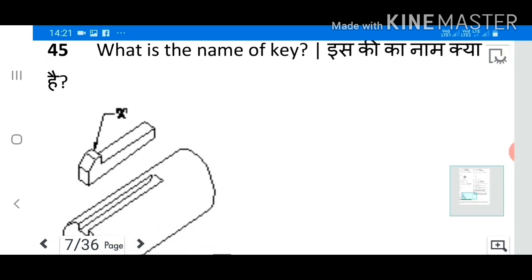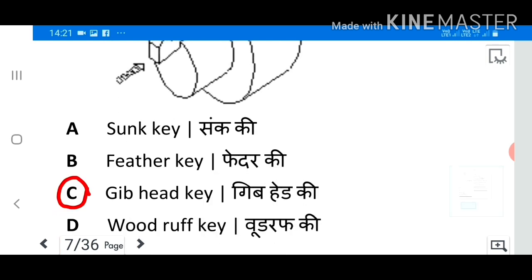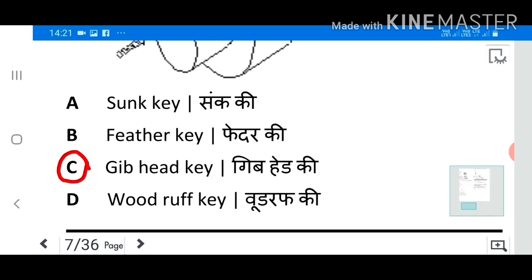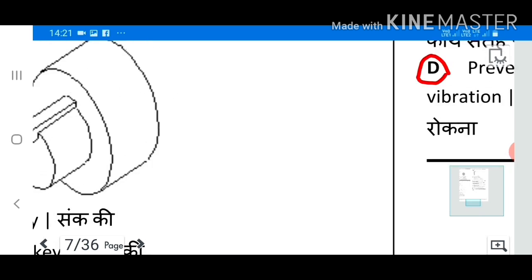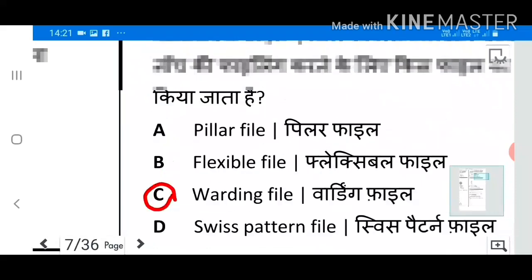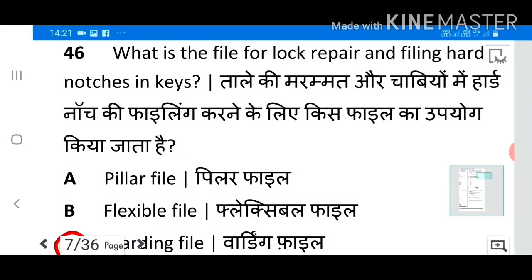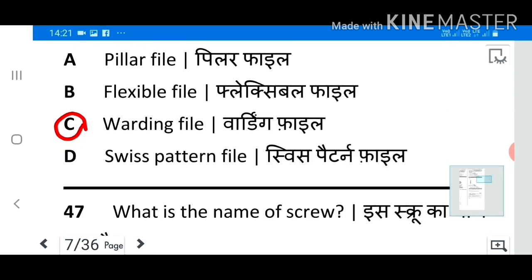45. What is the name of key? Answer C. Jib head key. 46. What is the file for lock repair and filing hard notches in keys? Answer C. Warding file.